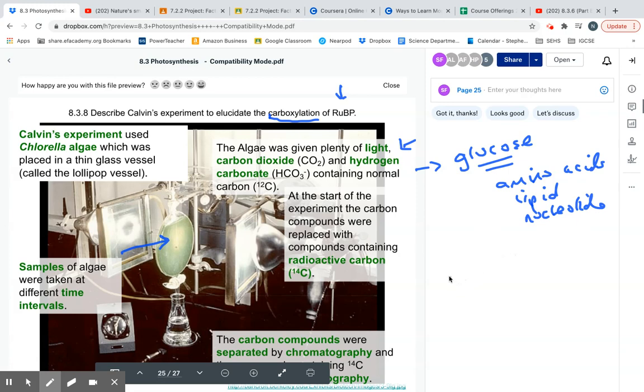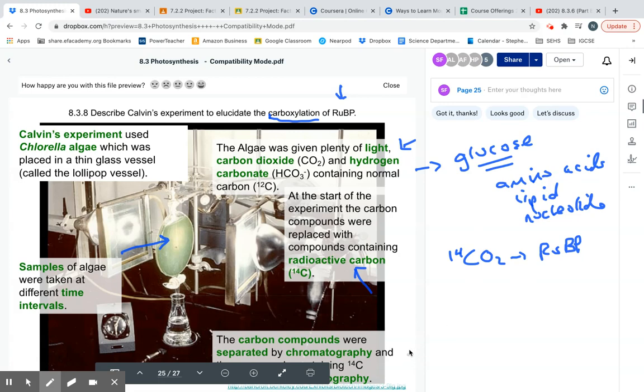So then, after being exposed to normal carbons, he gave it radioactive carbon. Radioactive carbon is also known as carbon-14. And now that we know how the light-independent reaction works, this carbon-14, if it's attached with CO2, will bind, right, to that ribulose bisphosphate, and we can see it show up.